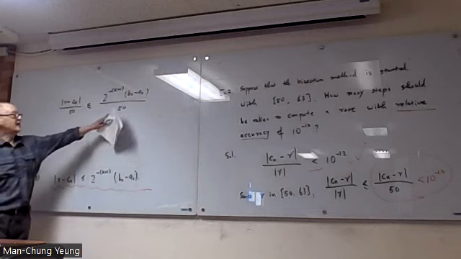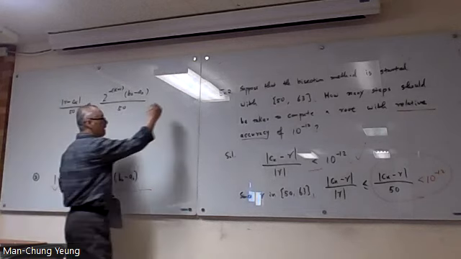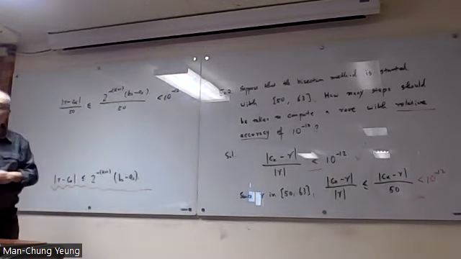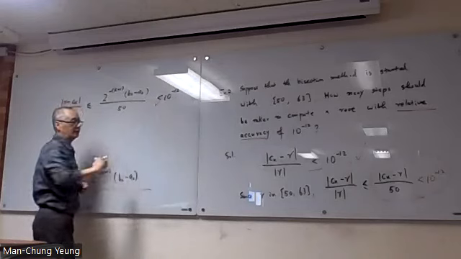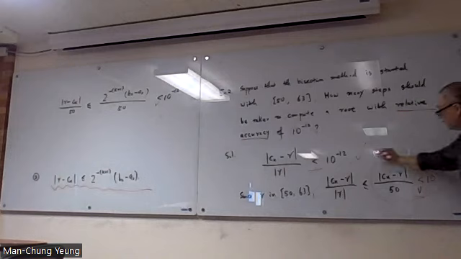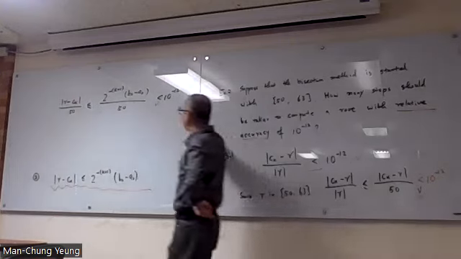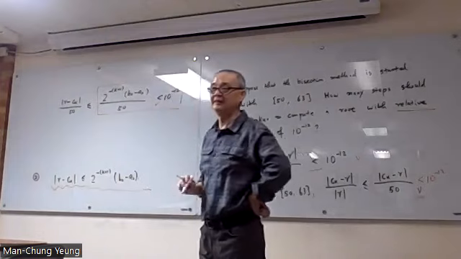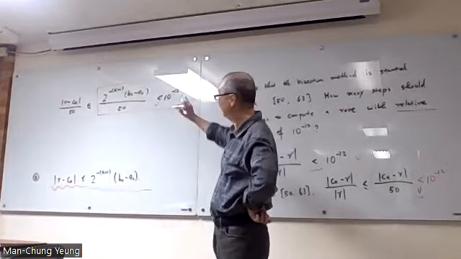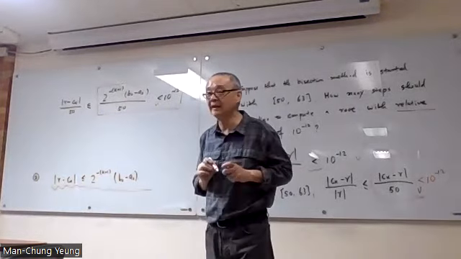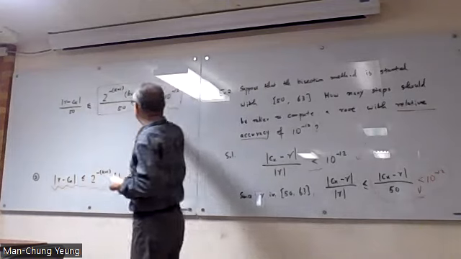Now I set the right side less than 10 to the negative 12. If this is true, then this is true, then this is true. But this inequality is solvable. We can determine K in this inequality. The other inequality is not solvable. Now let me solve.